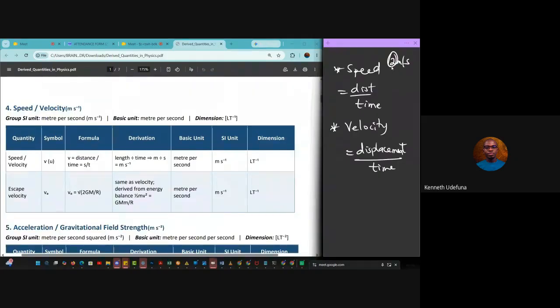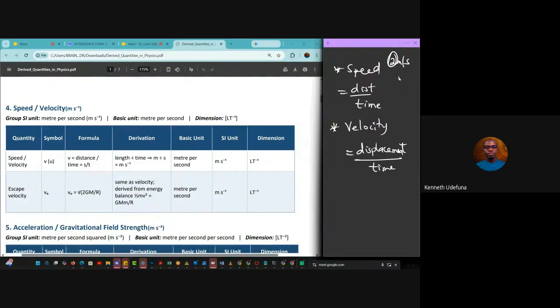So this number here can be called number, numerical value, size, or magnitude. I repeat, this number here can be called by four words: you can call it number, you can call it numerical value, you can call it size, you can call it magnitude. This is what we call magnitude.